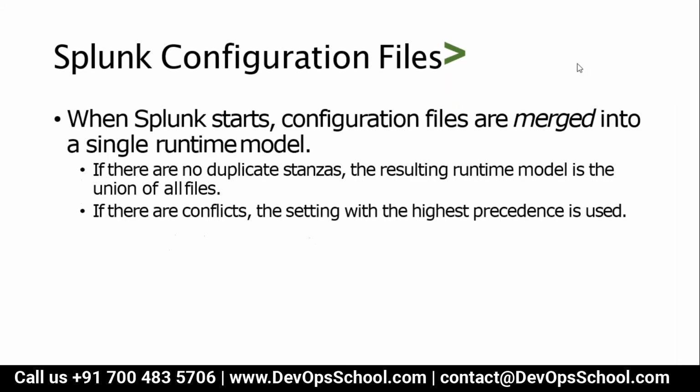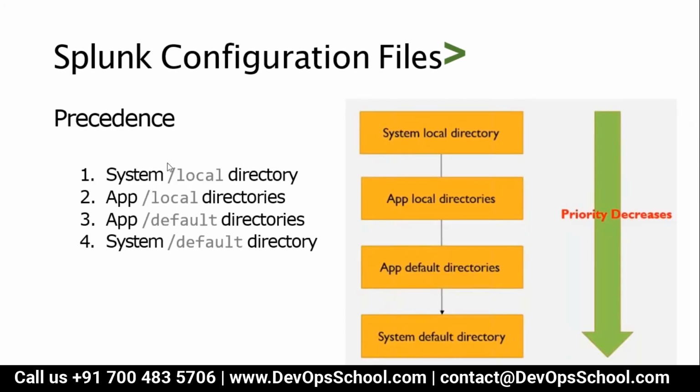Look at this in a very simple way. I'll complicate this flow a little bit later. System local has the highest precedence, the second highest is app local, third is app default, and then system default. That means system default has the least priority, least precedence. So anything set in the system default you can override through app default, app local, or system local. Okay, so guys, did you understand what the high level precedence is that gets applied while merging configuration files when there is a conflict?